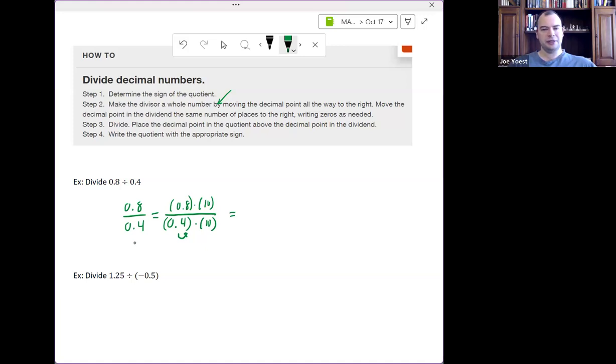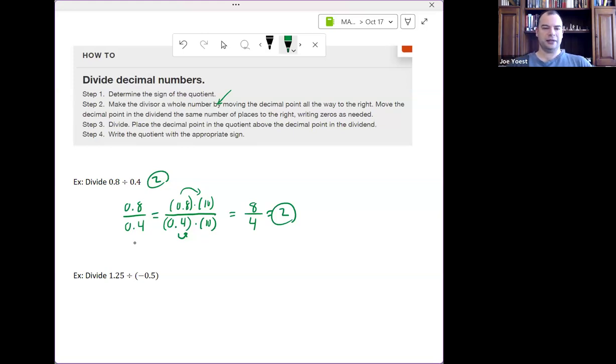0.4 times 10 is 4. And then 0.8 times 10 is 8. And here, nicely enough, getting rid of the decimal on the bottom also got rid of the decimal on the top. That doesn't happen all the time, or even maybe most of the time. But here that happened, and 8 over 4, we see, is clearly just 2. 0.8 divided by 0.4 is just 2.